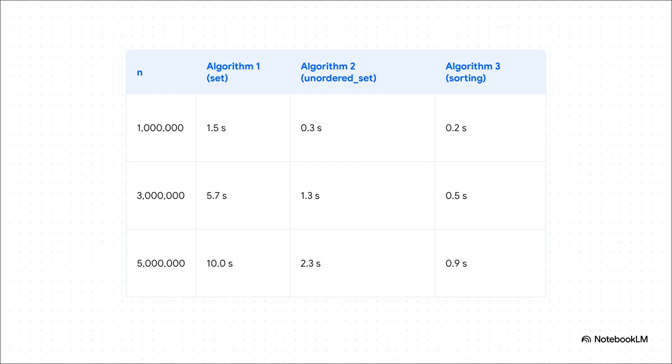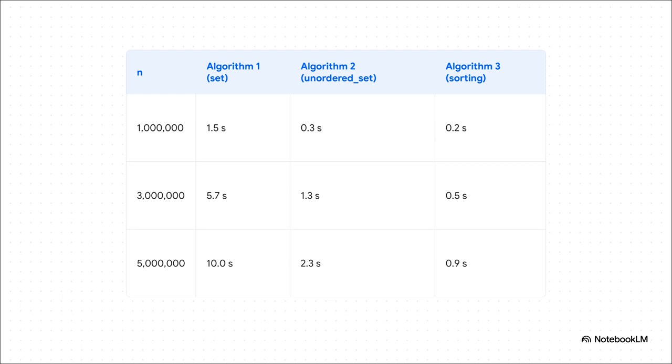Just as we expected, algorithm 1, using the standard set, is the slowest. And, sure enough, switching to an unordered set for algorithm 2 gives us a huge speed up, about 5 times faster. That makes sense. But then, look at algorithm 3, the simple sorting approach. It's not just a little bit faster than the unordered set, it's almost twice as fast again. At 5 million numbers, the dumb sorting algorithm is more than 10 times faster than our original set approach.